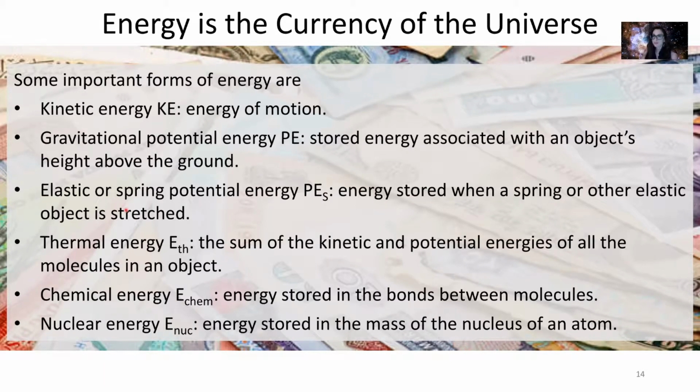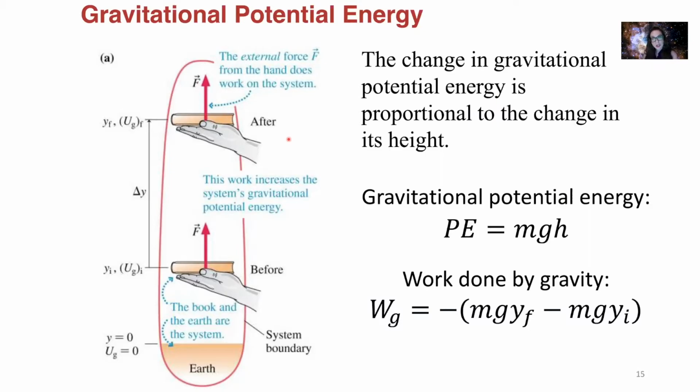Gravitational potential energy is an energy that has the potential to be turned into another type of energy. And the gravitational potential energy is proportional to the change in height of an object above the ground. So gravitational potential energy is just the mass of the object times gravity, so that's its weight, times its height above the surface. The work done by gravity is negative the change in potential energy: its final potential energy minus its initial potential energy.